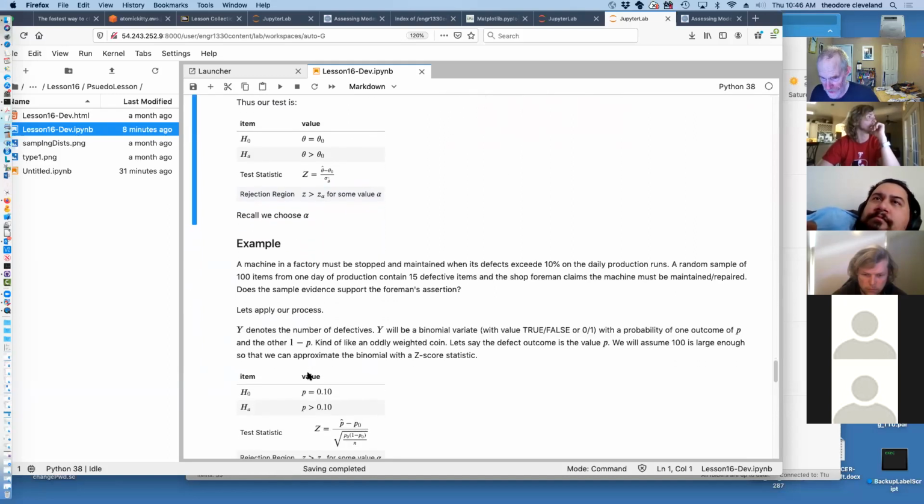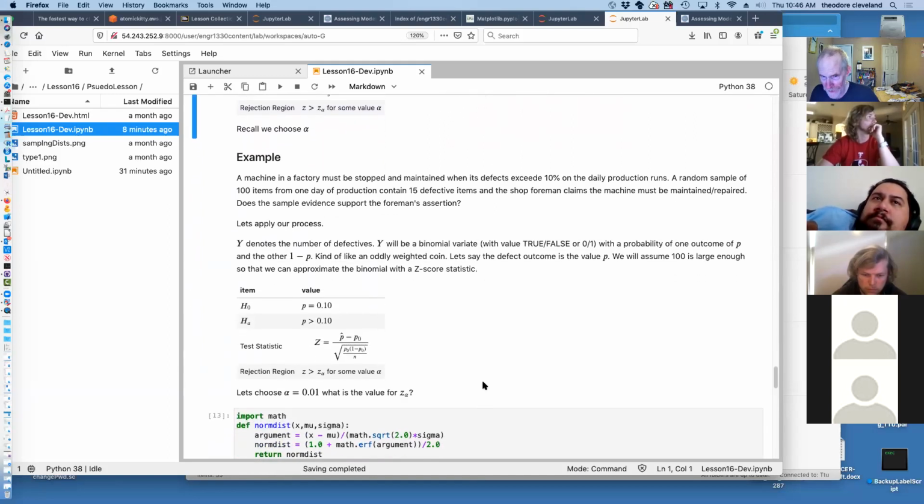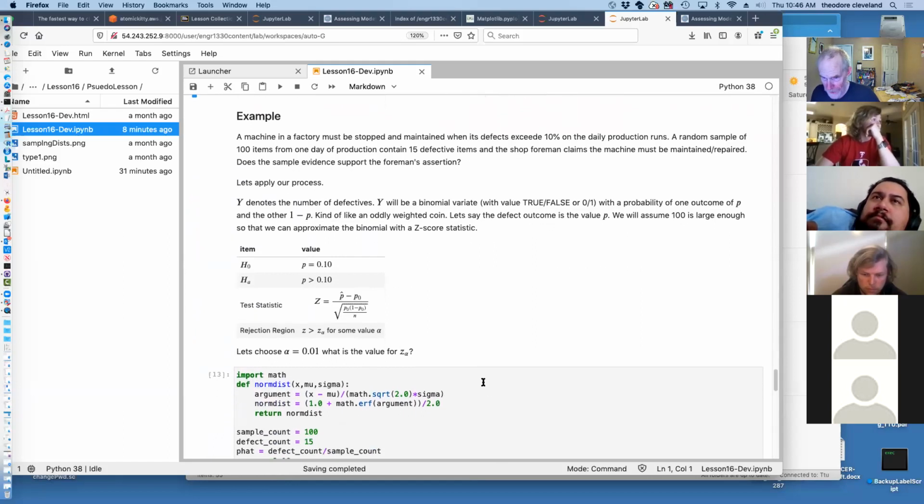So let's look at an example that attempts to leverage these ideas. And we're going back to proportions. So this could be Mendel's pea plants for all we care. We have a machine in the factory, and every day it makes things.